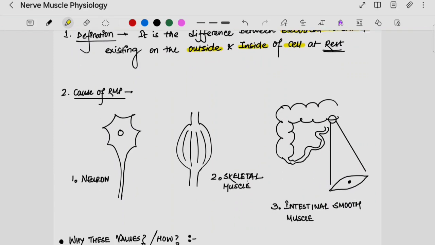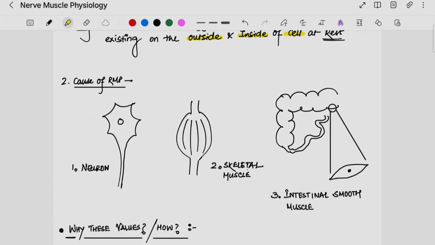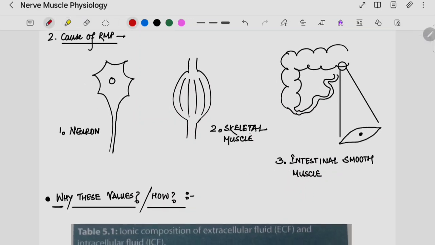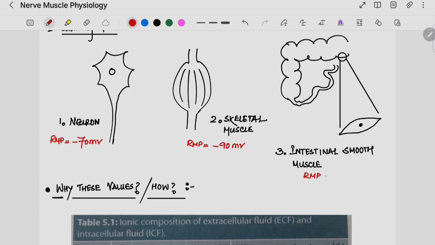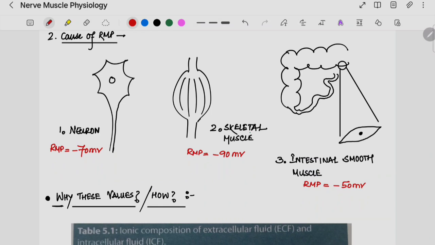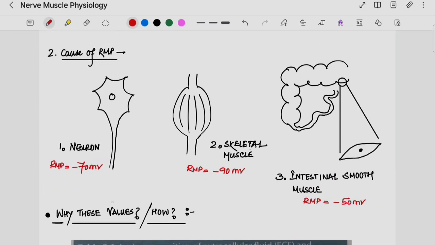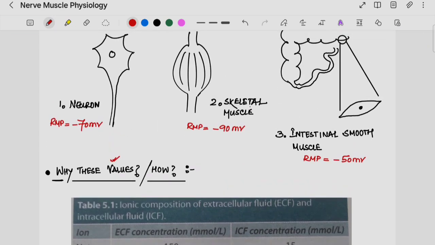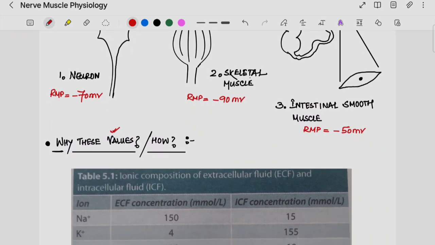So RMP in different cells are different values of resting membrane potential. In neurons, RMP is minus 70 millivolt, right? In skeletal muscle, RMP is minus 90 millivolt. In intestinal smooth muscle, RMP is minus 50 millivolt. So why these values are different in the different cells? Let's understand why the values are different and how we calculate the resting membrane potential of a cell in that resting phase.